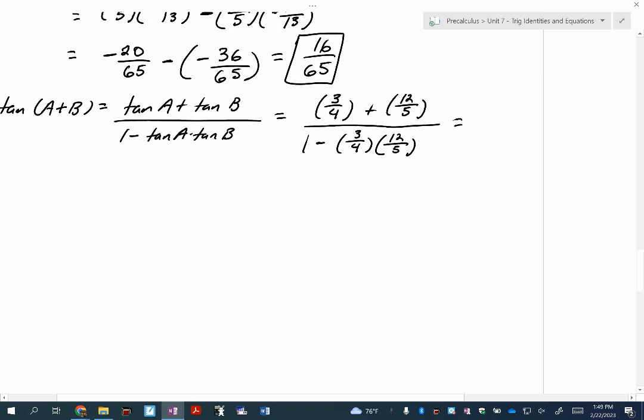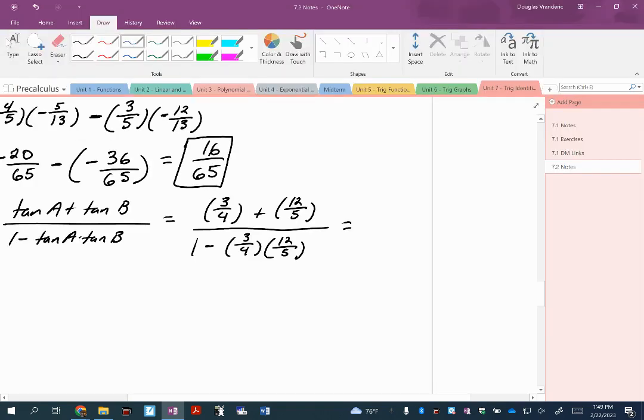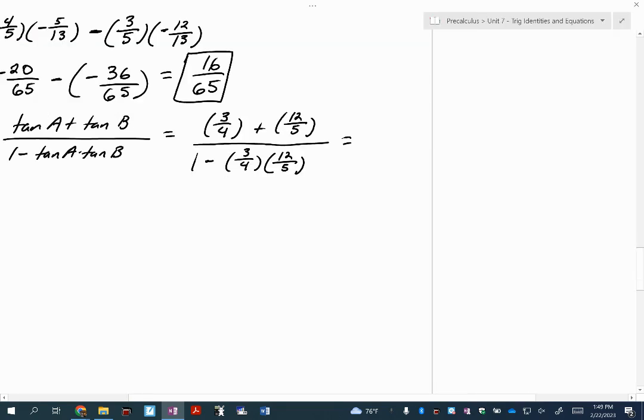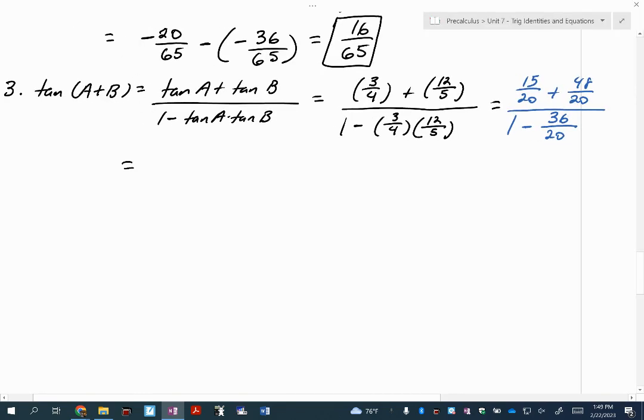All right, keep going. Get a common denominator. I'll show my work here. My common denominator is 20. So if I multiply by 5, that's going to be 15/20. Plus, if I multiply by 4, that's 48/20. All over 1 minus, let's multiply, and we get 36/20. And we keep going over here. So that's going to be 15 plus 48, which is 63/20.